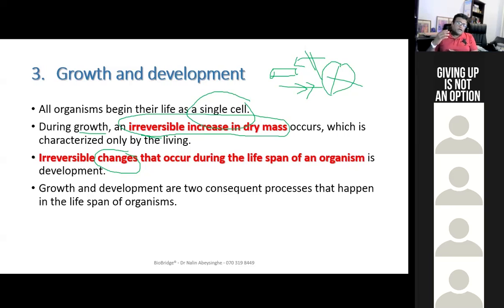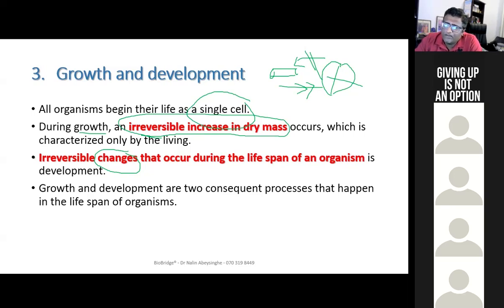But there are exceptions. In certain diseases, there is reversal of these developmental changes, because you would have seen people lose their ability to talk after a stroke or something. These are exceptions, because the change becomes reversible due to a disease. But in normal people, it's irreversible. We are talking about the living world, normal living people, animals and plants. In that sense, development is irreversible change that occurs during the lifespan of an organism.